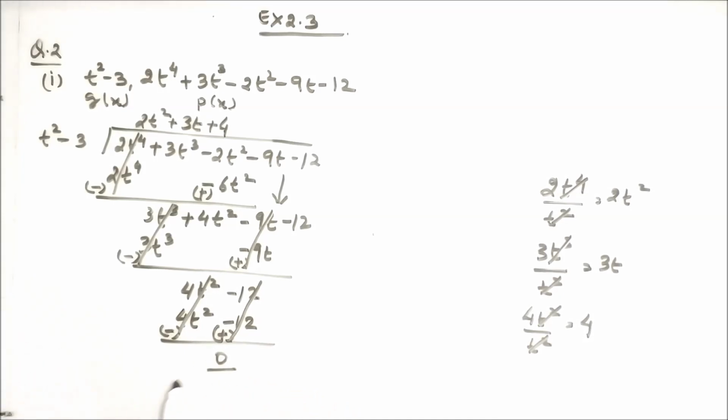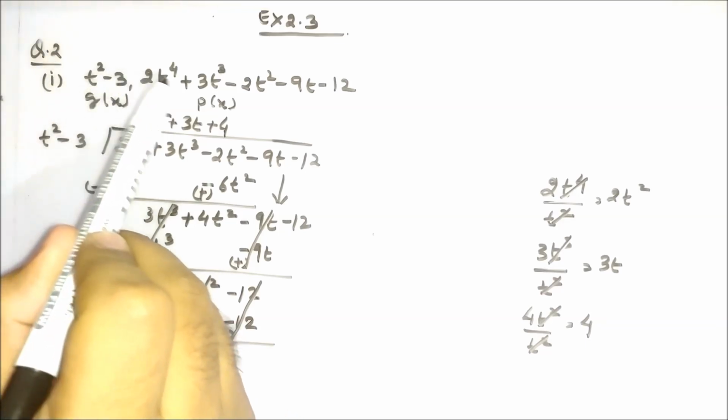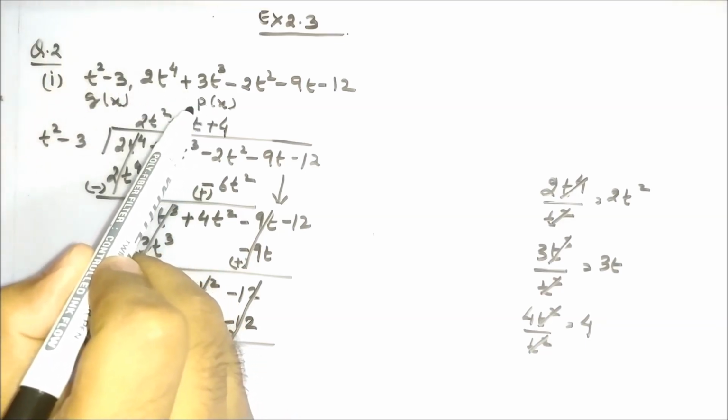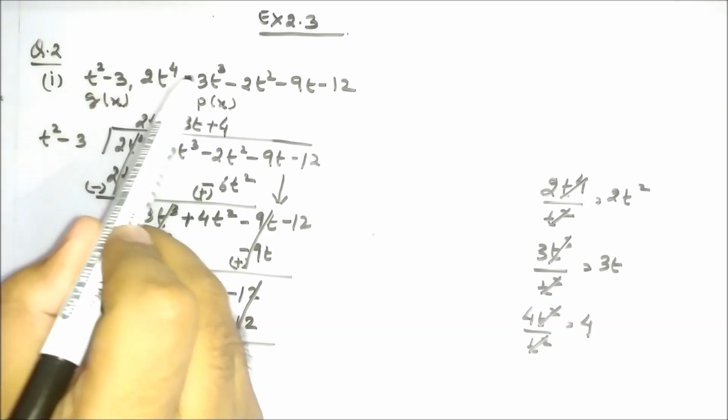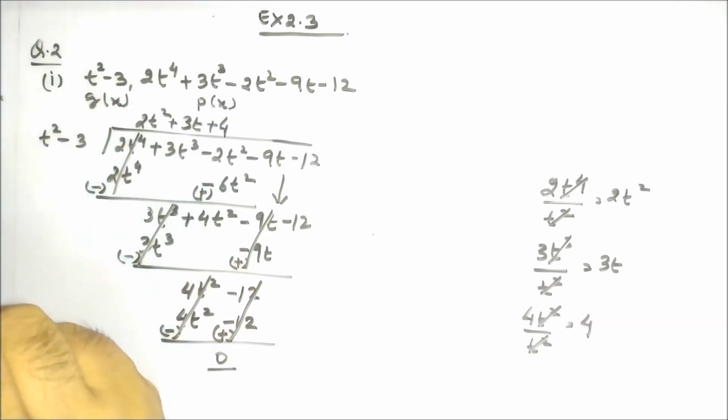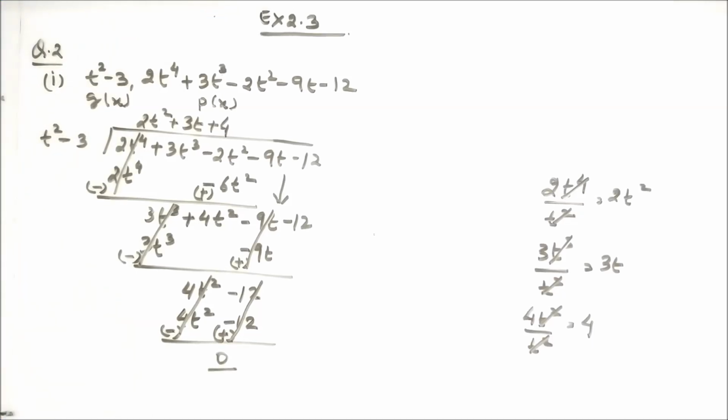So we will write the statement: since we get remainder as 0, therefore g(x) is a factor of p(x). Or this polynomial is a factor of this polynomial. It is exactly similar to the first question. We have not done anything different from the first question. Just we need to check the remainder here. Let's proceed with the second part of this.